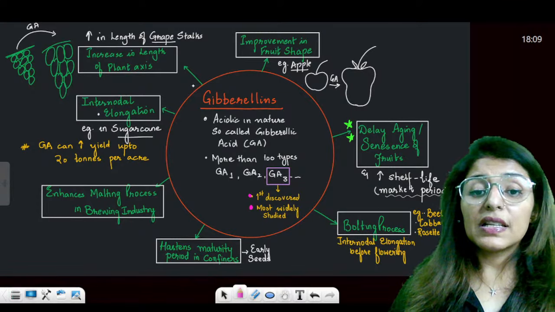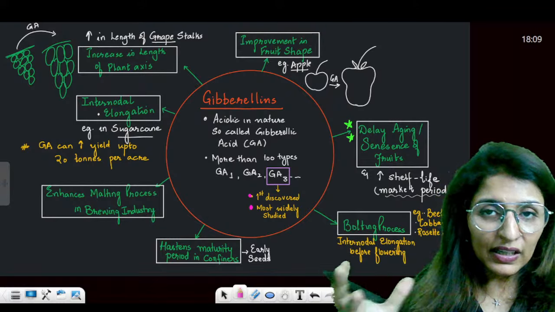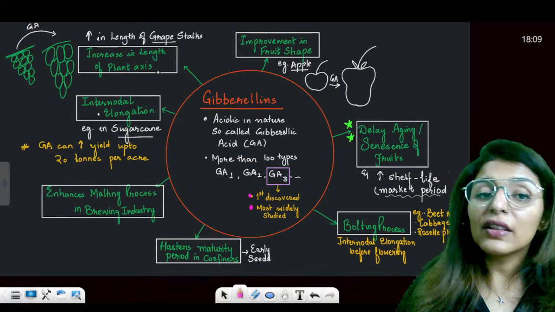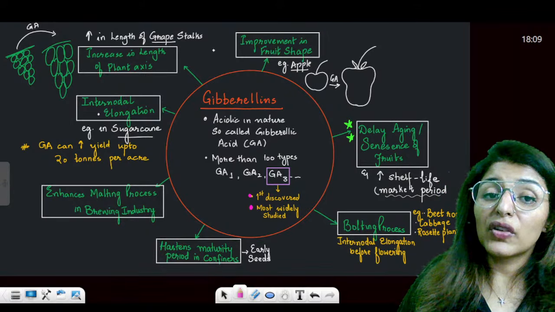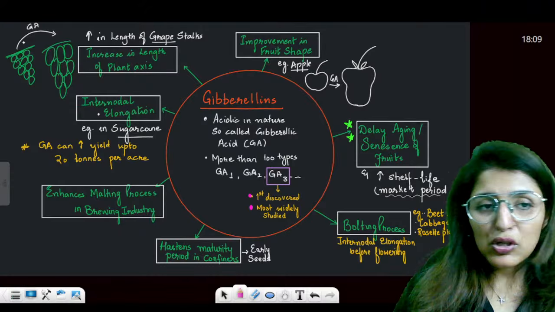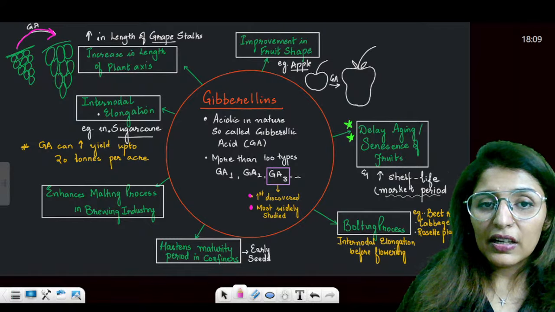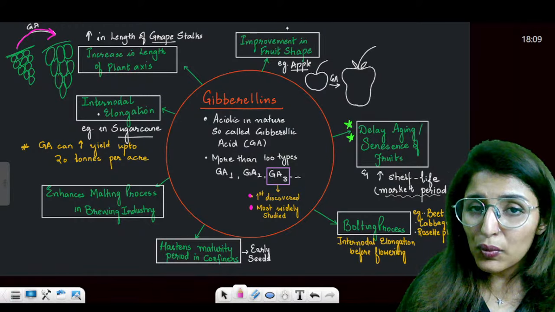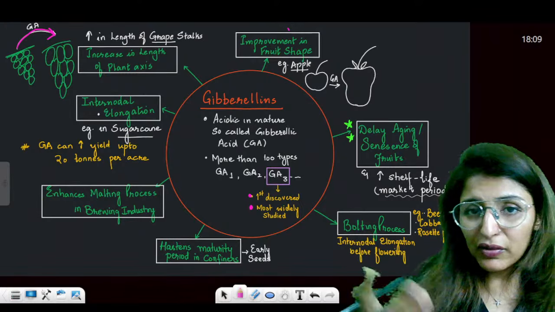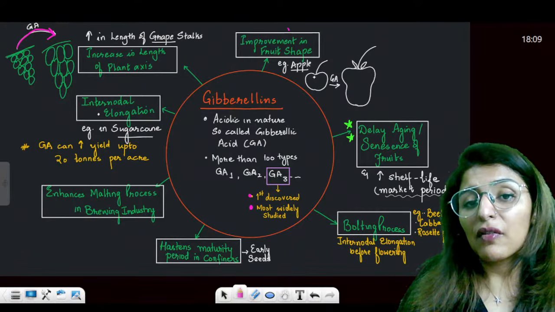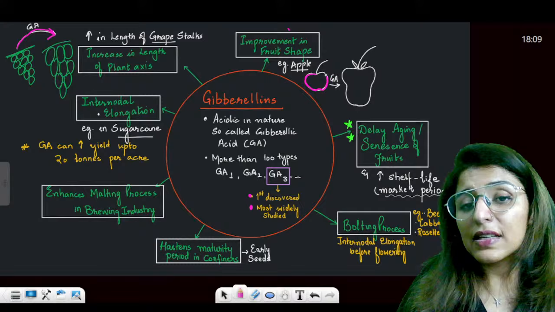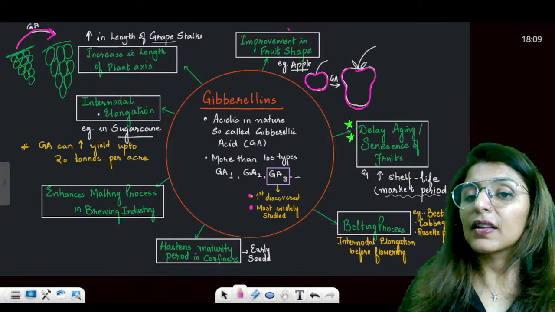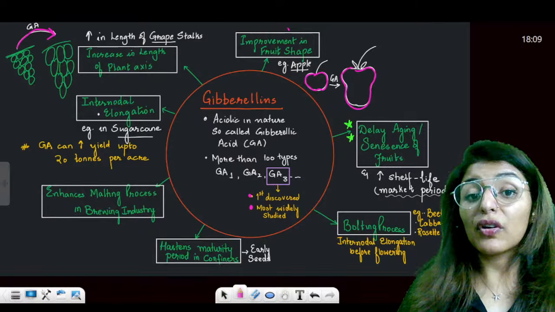Now, what are the functions? First of all, gibberellins are known for elongating something, right? They increase the length of the plant axis, for example, the length of the grape stalk. So this grape stalk becomes this elongated, right? Then it is used for changing the shape of the fruit. So improvement of fruit shape. For example, if this apple is like this, it will become more like this. Is that clear? So gibberellins are known for elongation.